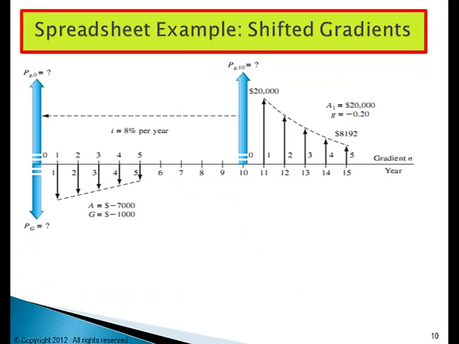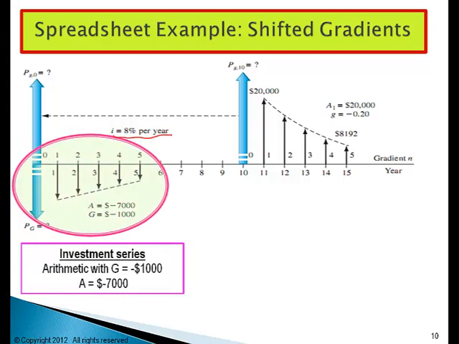As a final consideration of this module, the speed-up factor that is offered by spreadsheet functions to perform equivalency calculations is demonstrated. Here is a relatively complex cash flow series for which we will determine the present worth P sub t at time t equals 0. We'll use i equals 8%.